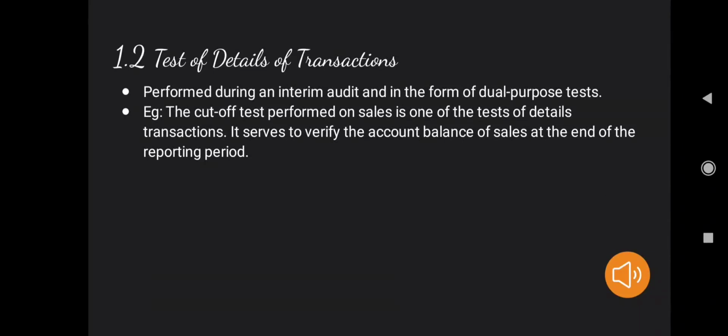Okay, so the second substantive procedure is test of details of transactions. This test will be performed during an interim audit and in the form of dual purpose tests. For example, the cut-off test performed on sales is one of the tests of details of transactions. This test is to verify the account balance of sales at the end of the reporting period.